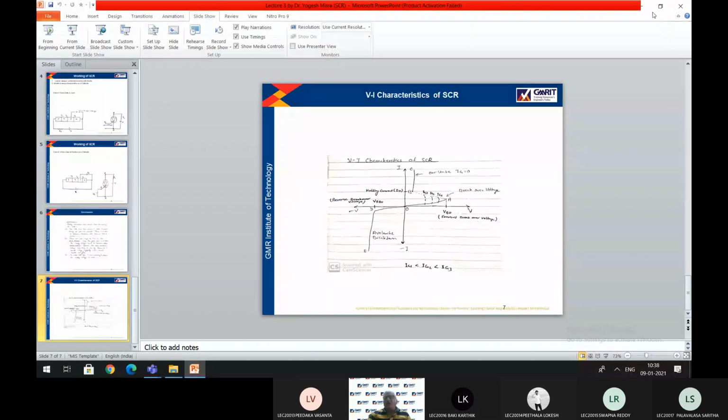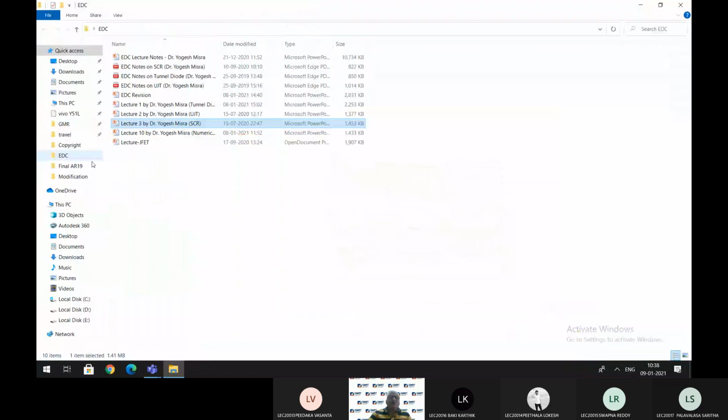Okay, sir. And one more small topic is there. You can also see that. In examination, there will definitely be one theoretical question based on tunnel diode, UJT, and SCR. These type of devices are there in first unit. Tunnel diode we discussed last class. UJT, now you can see.